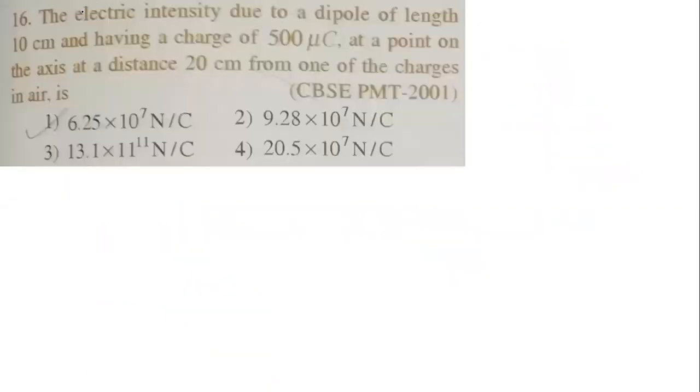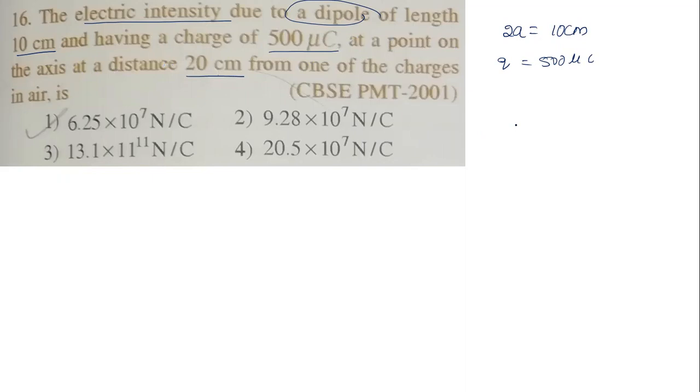Okay, there is a question now like this. Find the electric intensity due to a dipole of length how much? 10 centimeter, having a charge how much? 500 microcoulomb, at a point on the axis at a distance of 20 centimeter from one of the charges in air. We need to find the electric intensity due to the dipole. Dipole length let us say is 2a, it is 10 centimeter, and the magnitude of charges is 500 microcoulomb.